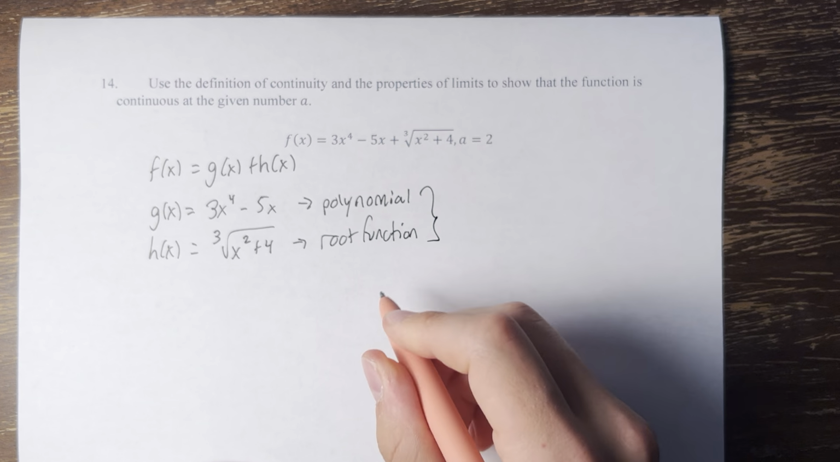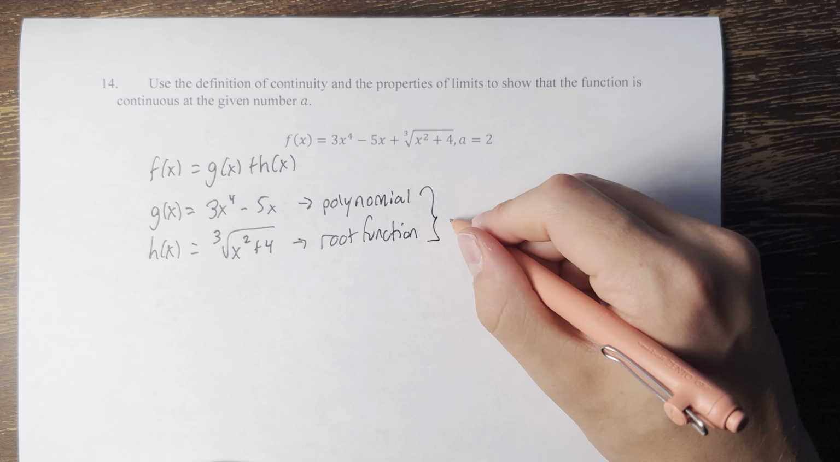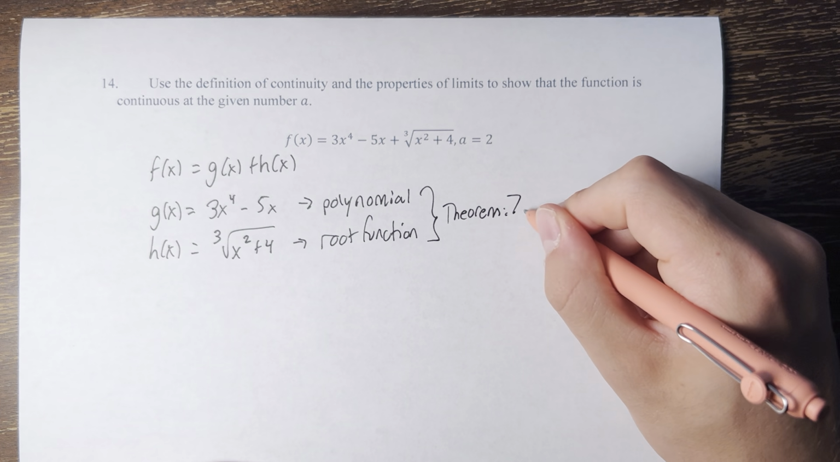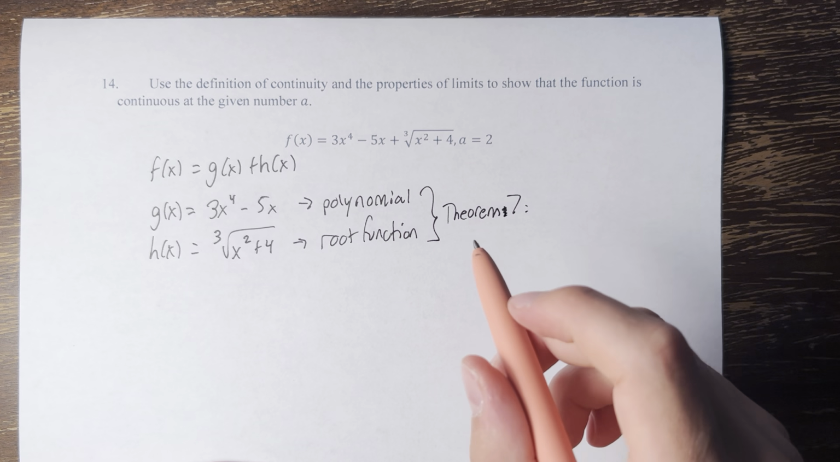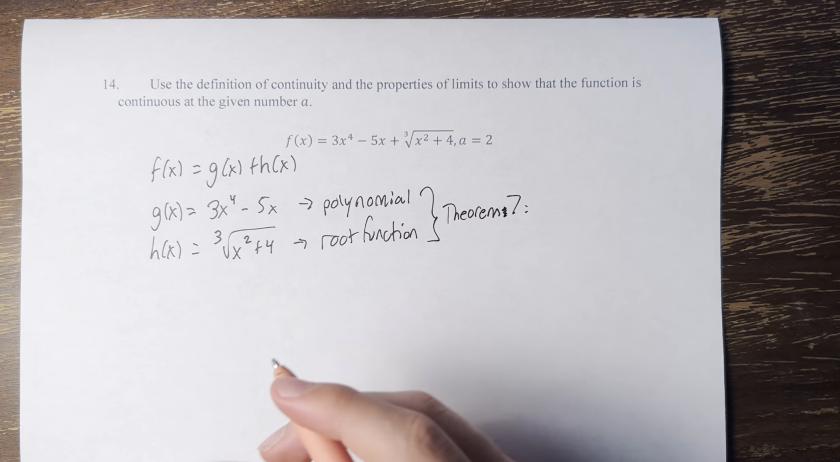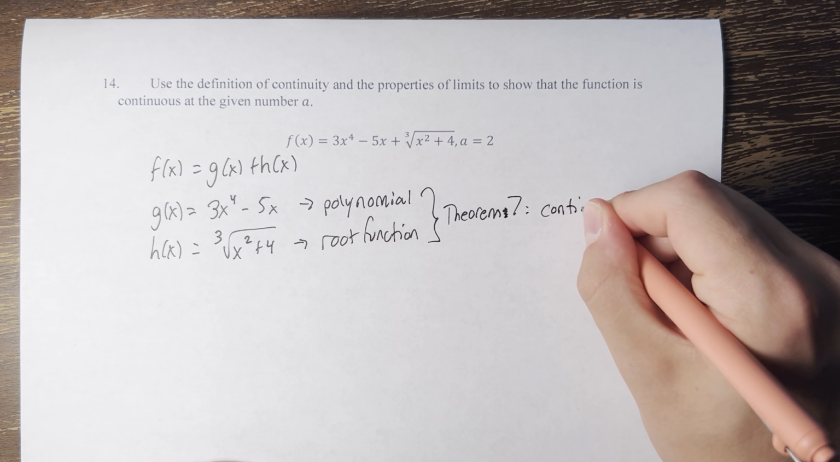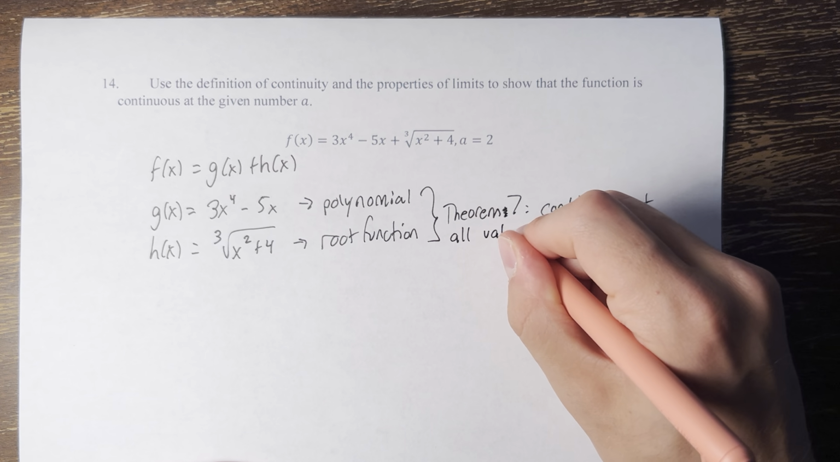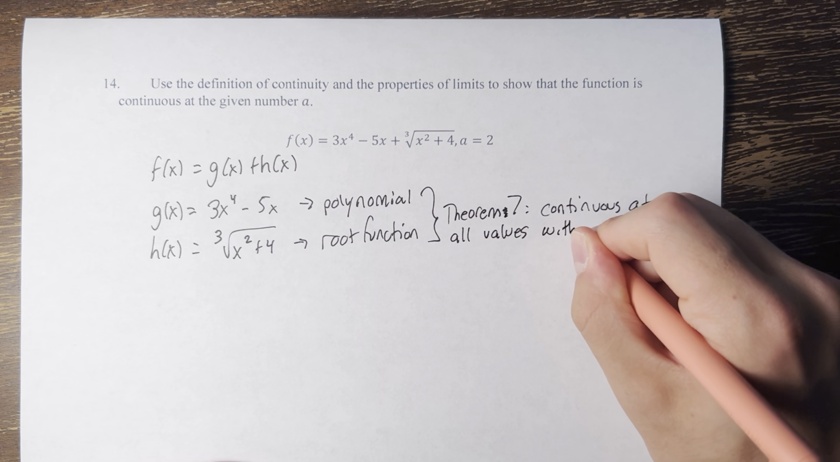And therefore, we can say for both of these, from Theorem 7, that these two functions, polynomials and root functions, are continuous at all values within their domain.